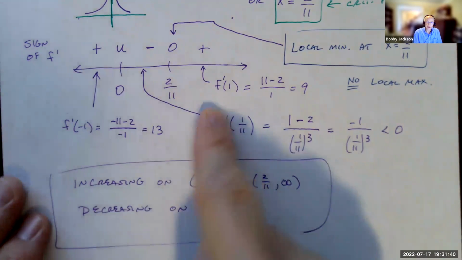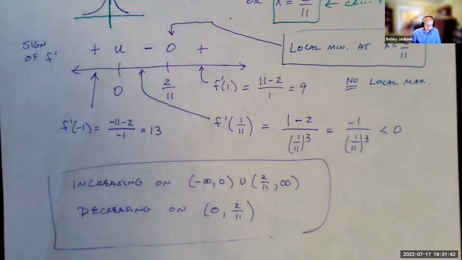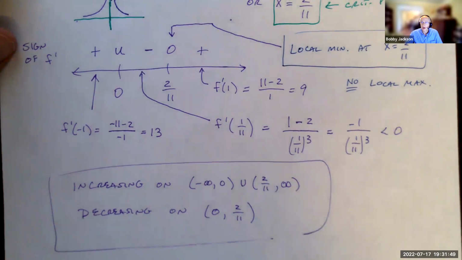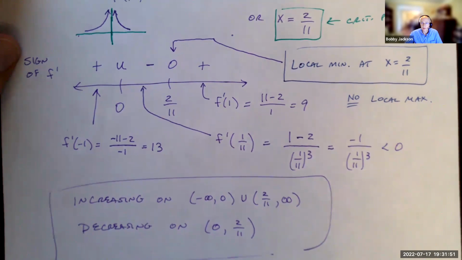Okay, this is the key, though. You have to show a sign check on that derivative for support on a test, so make sure you do that. You should be doing that with your homework, and that's what I'll be looking for.